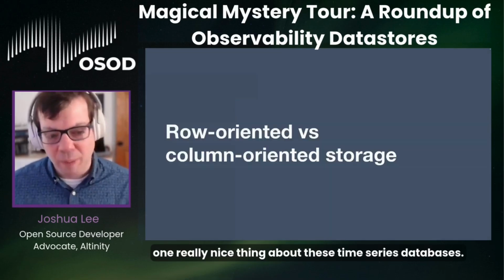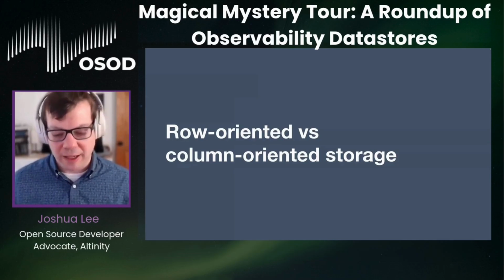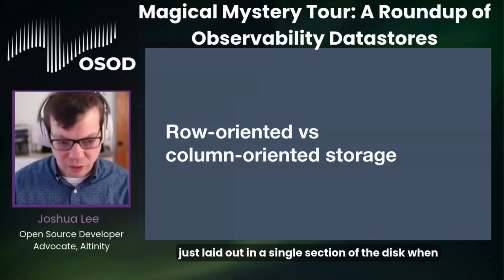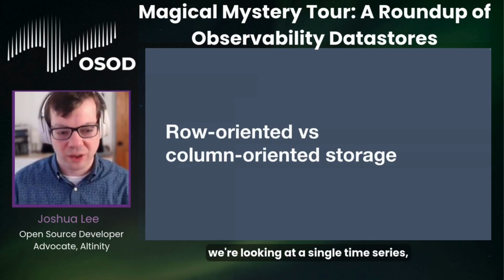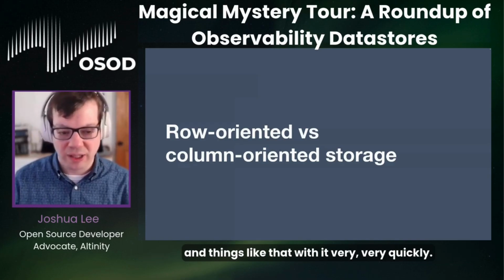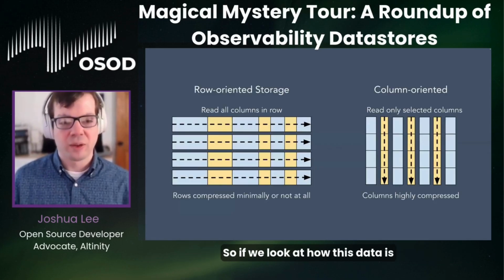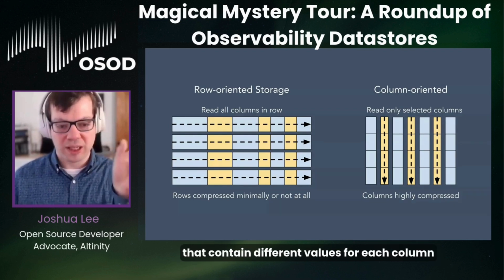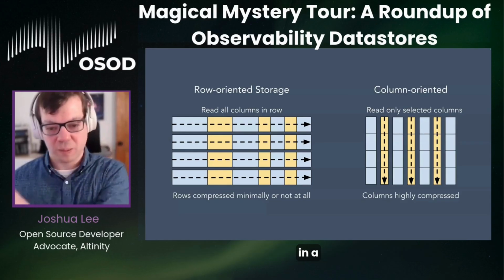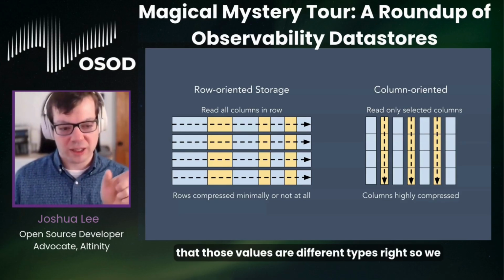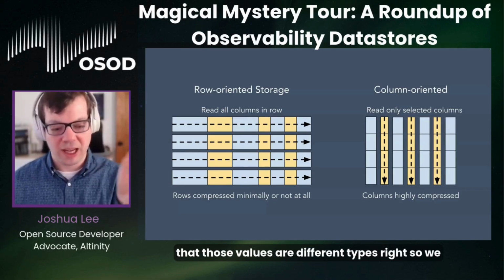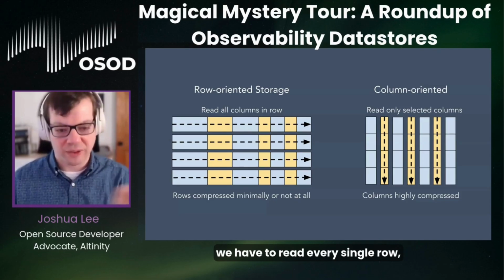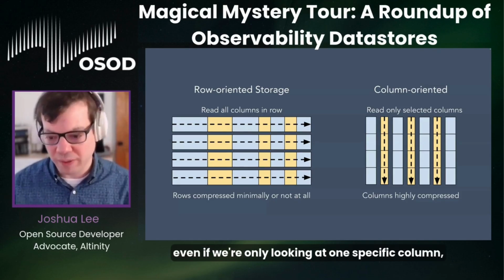However, one really nice thing about these time series databases, and something that they share with column-oriented databases, is that the data is all laid out in a single section of the disk when we're looking at a single time series, which means that we can read it and do math and averages with it very quickly. If we look at how this data is stored in a typical row-oriented database, we're storing tuples that contain different values for each column in a specific row. And since those values are different types, we can't really compress the data. And if we want to read a specific column, we have to read every single row, even if we're only looking at one specific column.